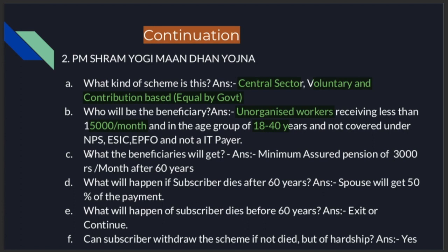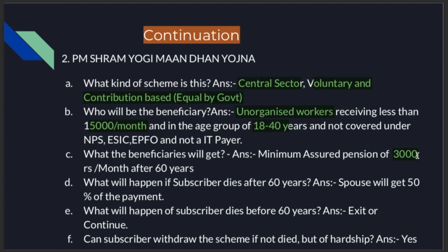If these conditions are satisfied, then only you can become the beneficiary of Pradhan Mantri Shram Yogi Mandhan Yojana. Now the question arises, if I am giving 100 rupees, 200 rupees per month, then what will I get? Basically, you will get a minimum assured pension of 3000. Minimum simply means that it is based on your contribution.